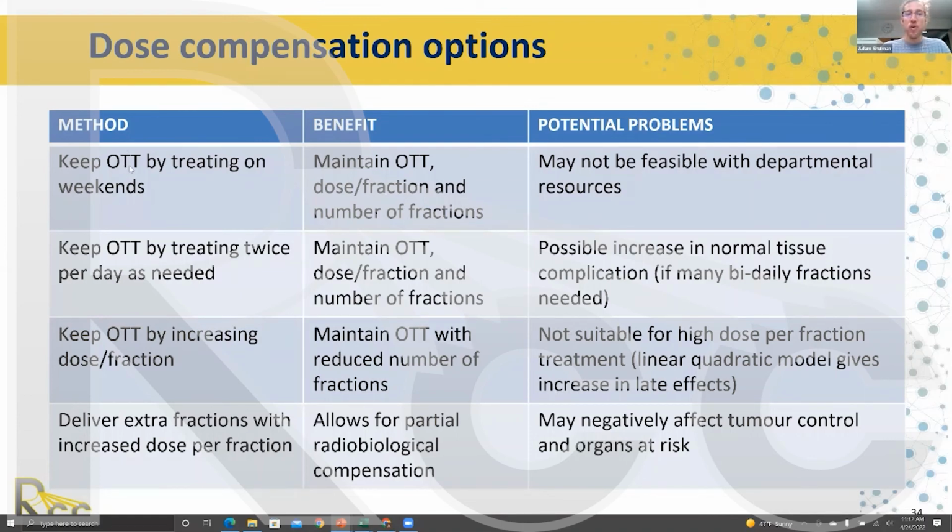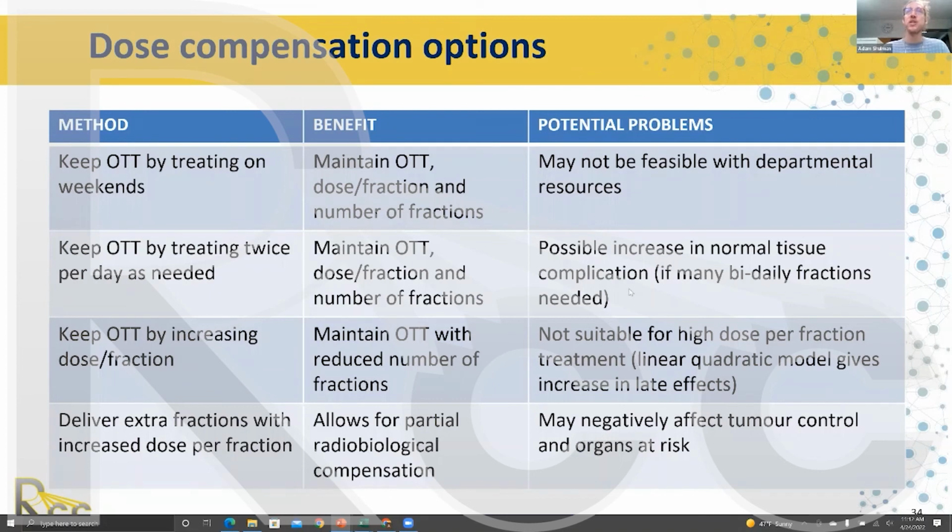So you want to keep the overall treatment time by treating on weekends. That's one way. So if someone's missed a week of treatment, you can treat on weekends and maintain the overall treatment time. This may not be feasible with departmental resources. You could keep the overall treatment time the same by treating twice per day as needed. So again, this maintains the overall treatment time, dose per fraction, and number of fractions, but could possibly increase normal tissue complications if too many bi-daily fractions are needed.